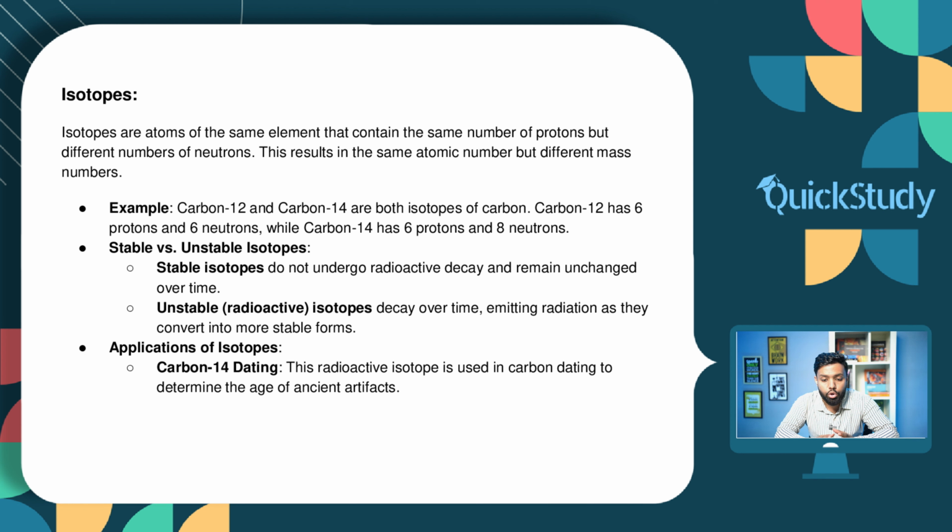One is the stable one, another is the unstable one. Stable isotopes do not undergo radioactive decay, as we have studied earlier, and they remain unchanged over time. But what we will be working on are the unstable or radioactive isotopes. These decay over time, emitting radiation as they convert into more stable forms. So isotopes are used in different ways. For example, carbon 14 is used in carbon dating to determine the age of ancient artifacts.